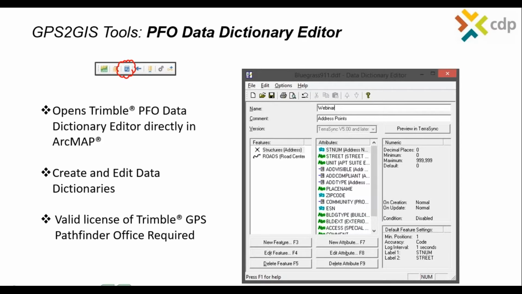So if you needed to open up your data dictionary to either create or edit the existing one, you would choose the third icon on the toolbar. This opens up the dialog box for your data dictionary, and you can create or edit those dictionaries from this dialog box.